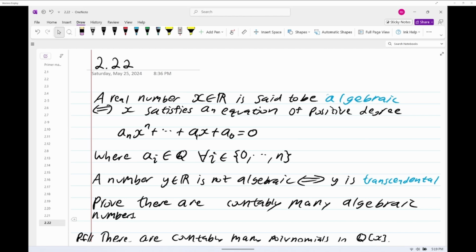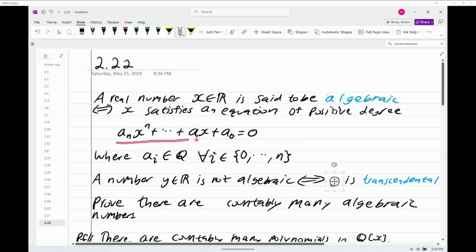We got a new definition. That's why that's in blue. A real number x is said to be algebraic if x satisfies an equation of positive degree, a_n x^n plus yada yada plus a_1 x plus a_0 equals 0. So that means there is at least an x term. We're not allowed to have just a constant term, where each coefficient is rational.